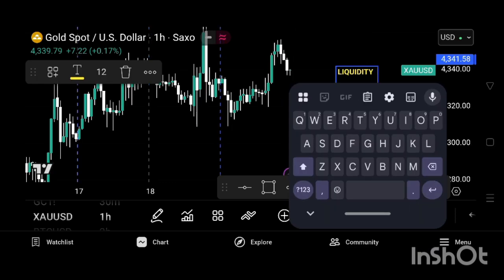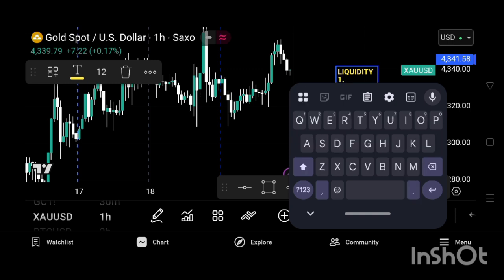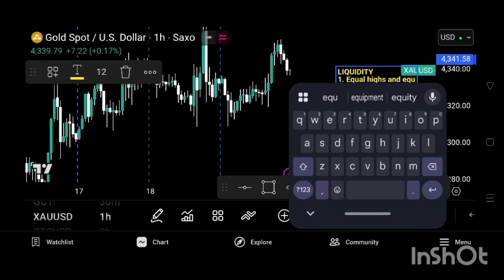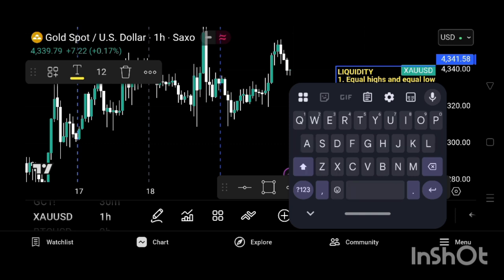All right. So the first type of liquidity that we have is what I call equal highs and equal lows liquidity. The second type of liquidity that we have is what I call induced liquidity. Induced or inducement liquidity, either is fine.